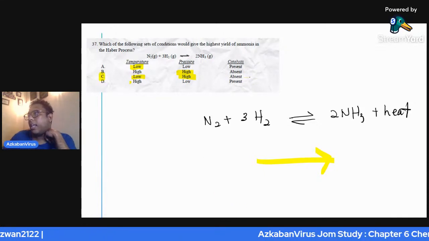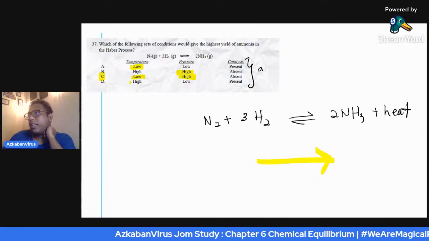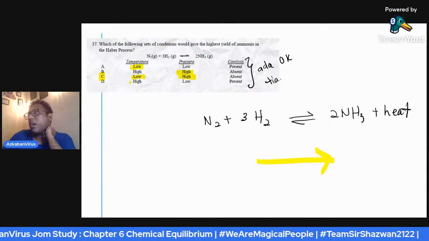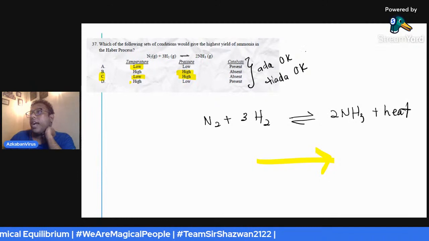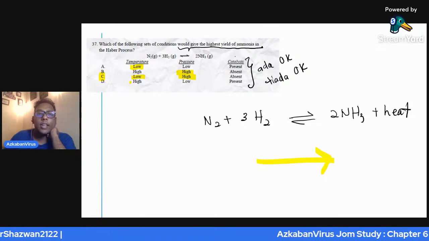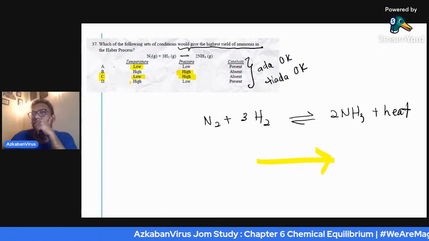Okay. Catalyst ni ada pun tak apa. Tiada pun okey. Sebab apa? Sebab dia hanya mempercepatkan dia. Sekarang ni soalan dia adalah which would give the highest yield? Hasil. Okay, hasil yang paling banyak. So jawapan dia adalah C.